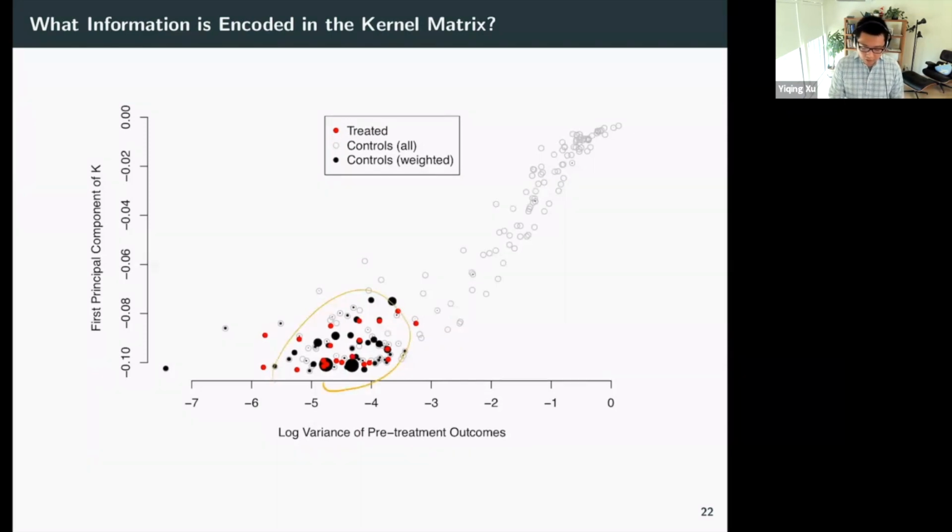And then if you use kernel balancing, the controls that have heavy weights also have pretty low variance. The slowly growing economies have pretty low variance, while those volatile economies have larger variance. And if you match on the kernel matrix, it will give more weight to the type of data that is more similar to the treated units.